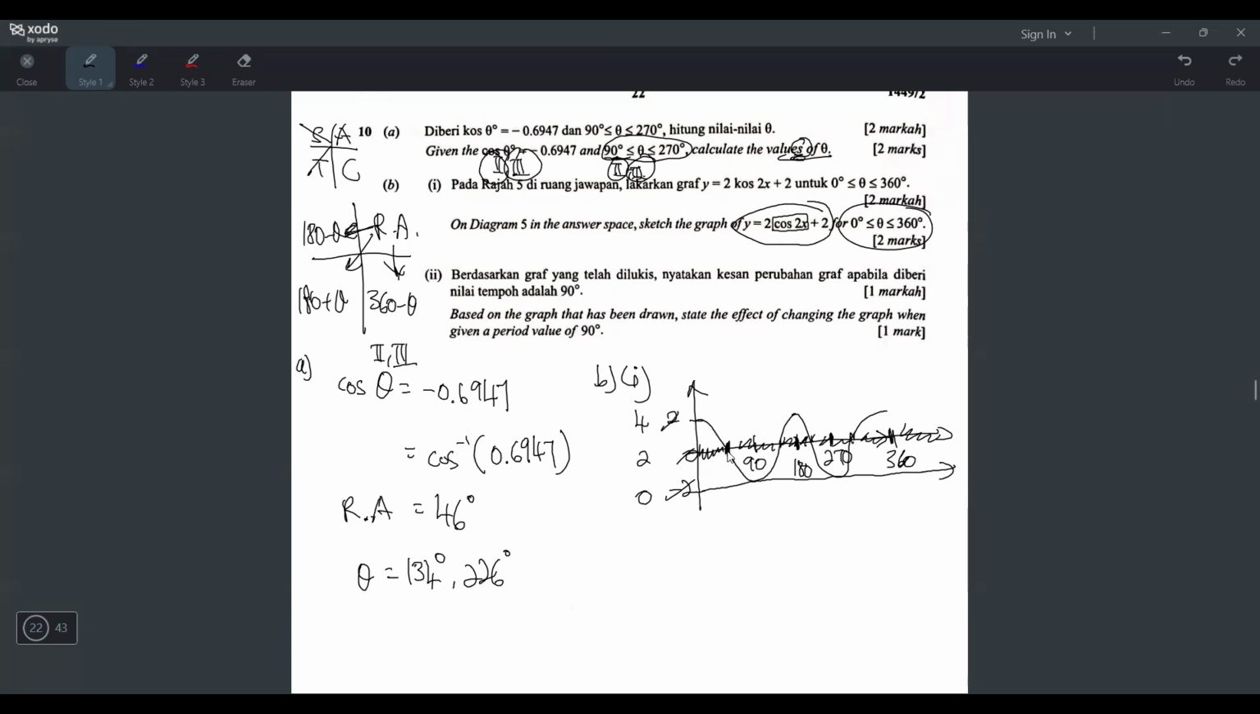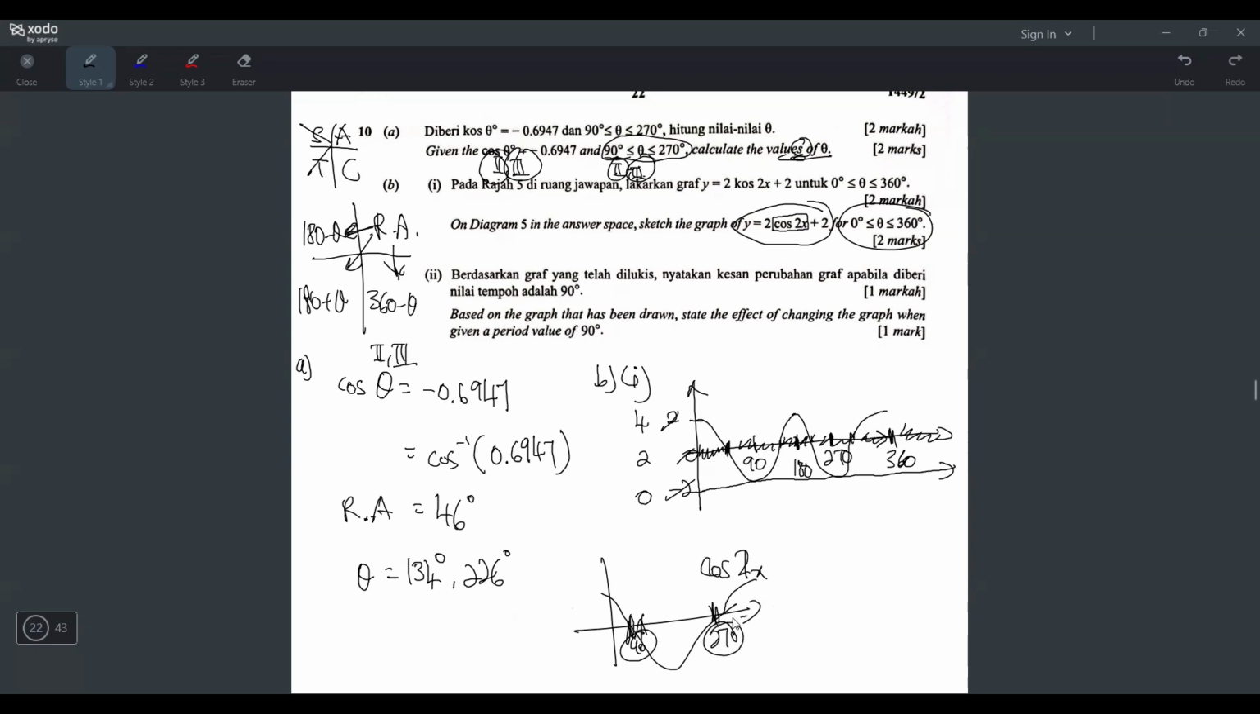Because this is cos 2x. So when it's cos x, cos 1x, the x-intercepts will be 90 and 270. But if it's cos 2x, this becomes 45 and 135.